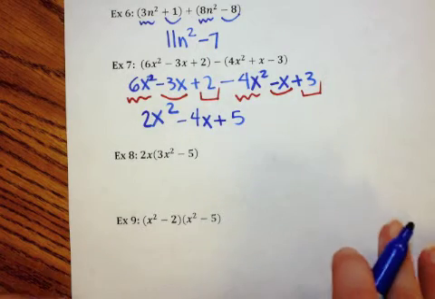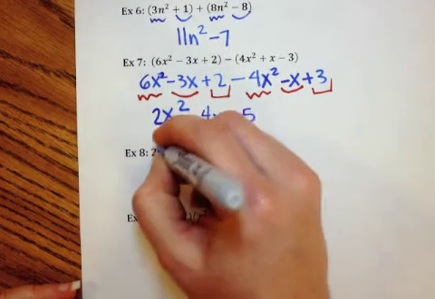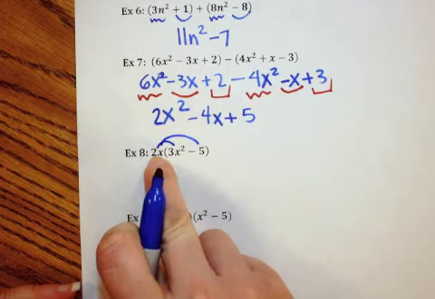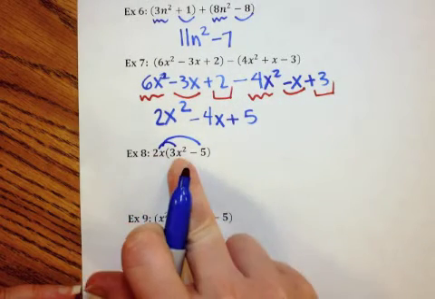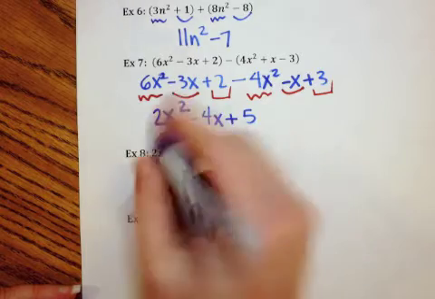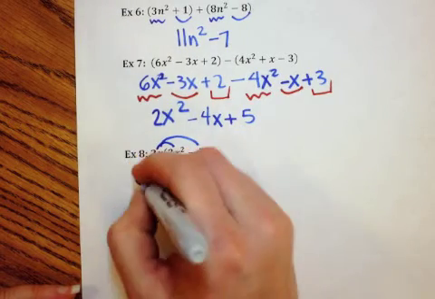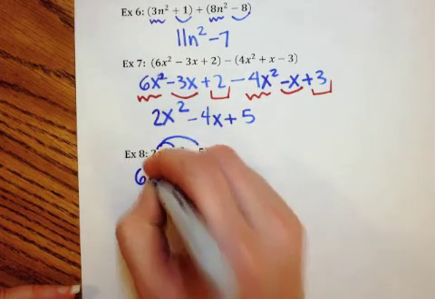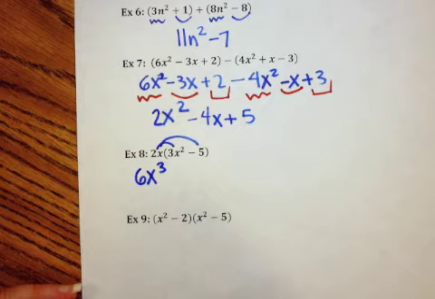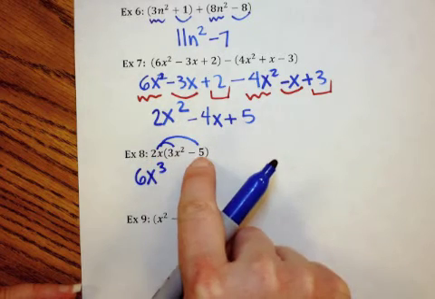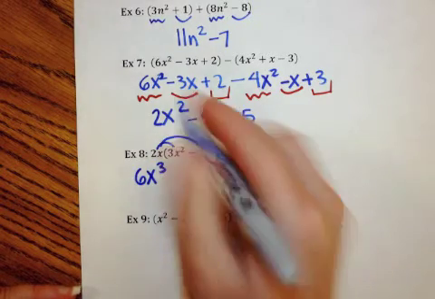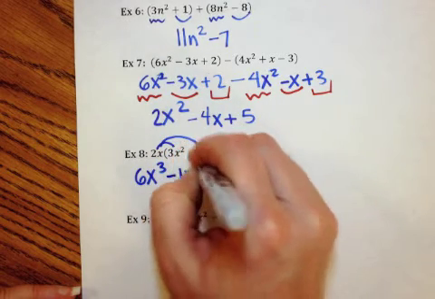Okay, next one is just simple distributive property, except now I've got an x that I'm distributing. So 2x times 3x squared is going to be 6x to the third. 2x times negative 5 or minus 5 is going to be minus 10x.